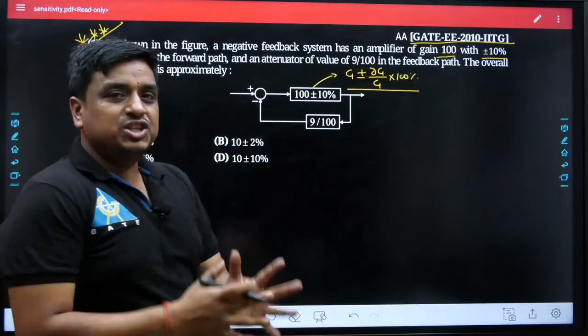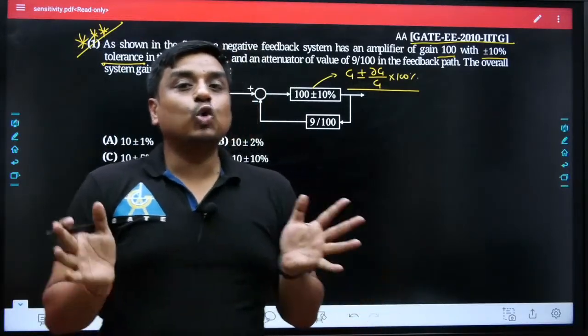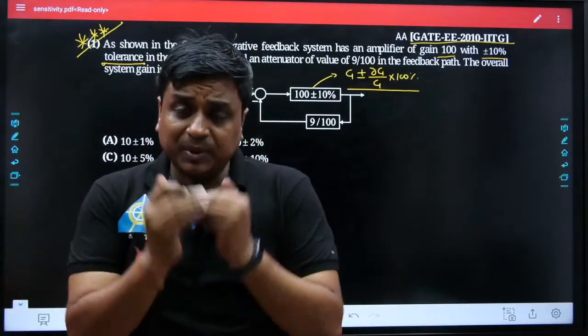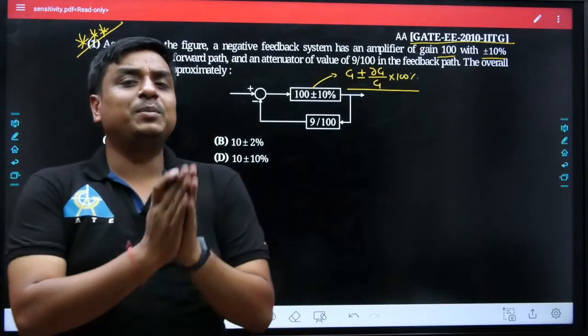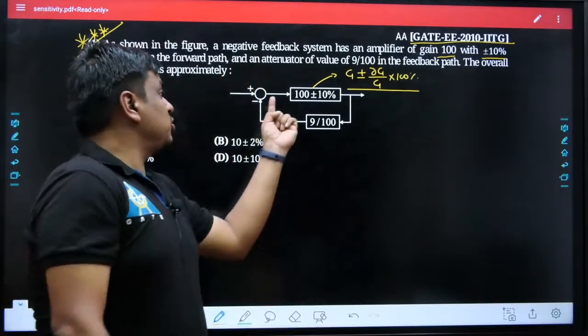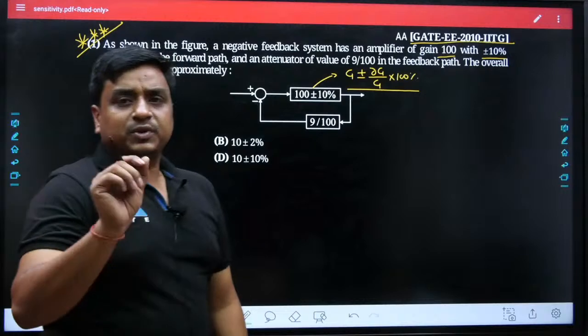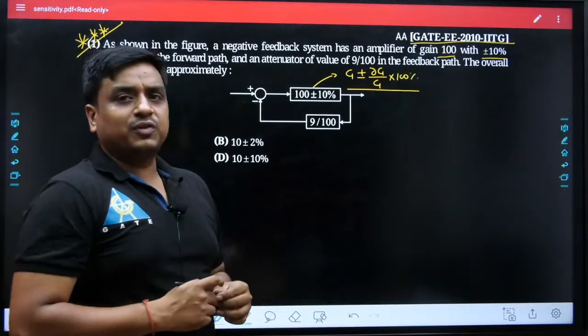And how has the percentage change in A been written? It has been written as dou A divided by A into 100%. How has the percentage change in B been written? Dou B divided by B into 100%. So how would the percentage change in G be written? It would be simply dou G divided by G into 100%.